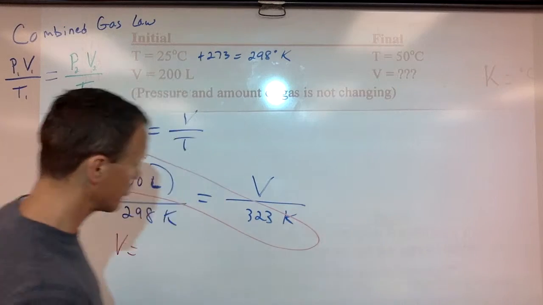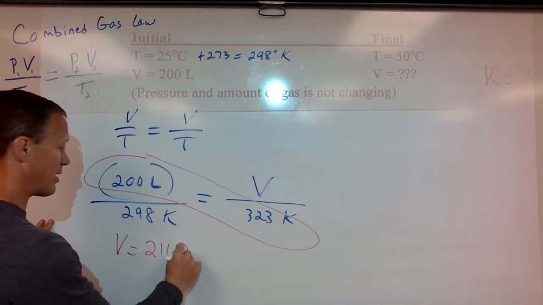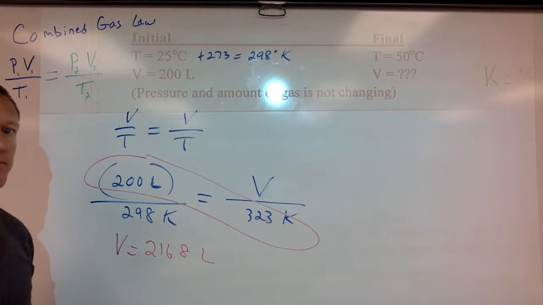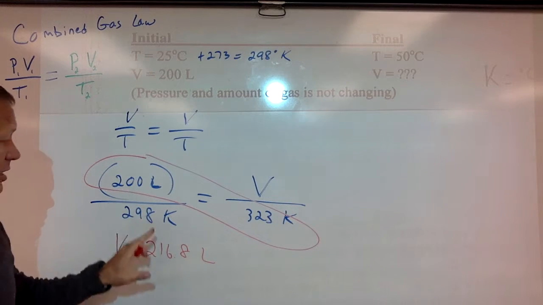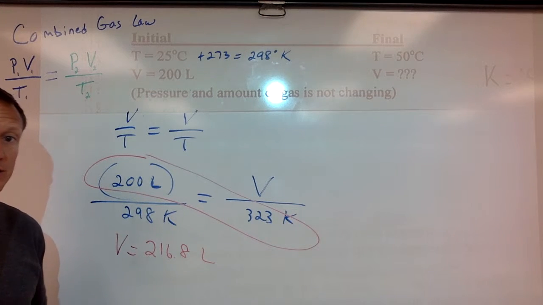Our volume ends up being about 216.8 liters. One decimal place is good for these problems. Again, it got a little bit bigger. It was 200 liters. It's now 217 liters almost, because the temperature got hotter.